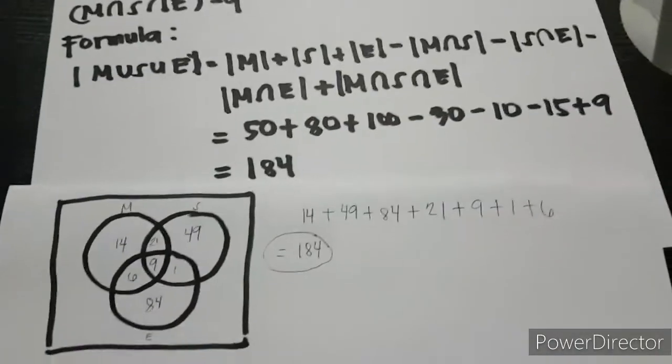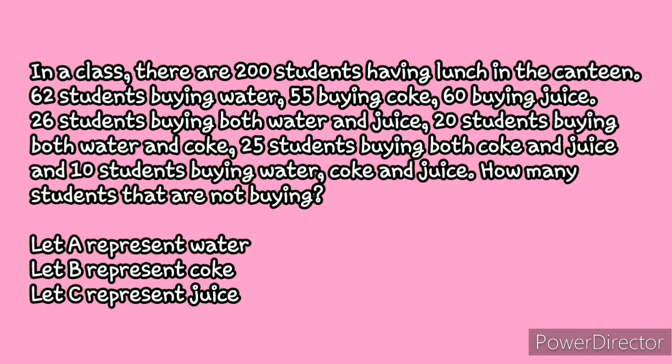So let's have another example. In a class, there are 200 students having lunch in the canteen. 62 students are buying water, 55 buying Coke, 60 buying juice, and 26 students buying both water and juice, 20 students buying both water and Coke, 25 students buying both Coke and juice, and 10 students buying water, Coke, and juice. So how many students are not buying water, Coke, or juice?